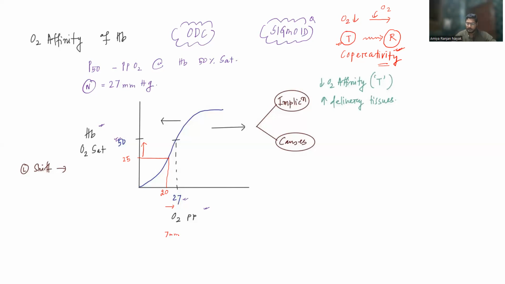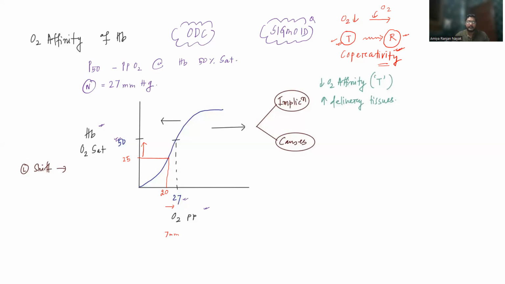So you have understood the concept of tensed form, relaxed form, and cooperativity. Because of cooperativity, they have a sigmoid curve. Now we'll see what are the factors that can shift this curve towards the right, and what are the factors that can shift the curve towards the left.